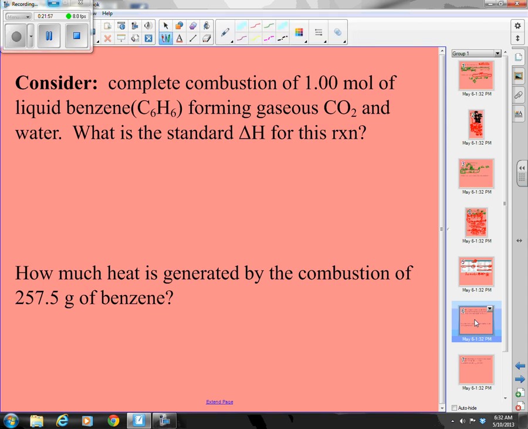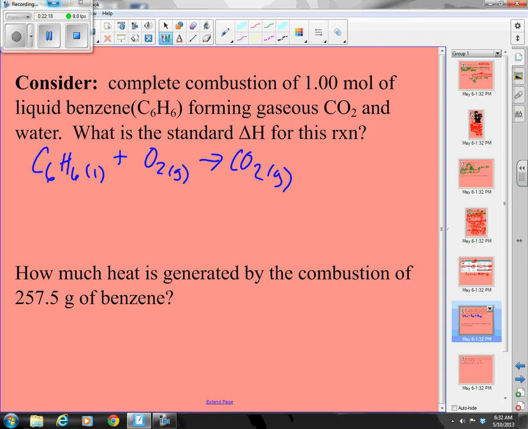Benzene. Okay, I like benzene. C6H6, it's a real cool structure, although I think it might be a little carcinogenic. That's not a good thing, but it still is kind of a cool molecule. And when you get to organic chem, you'll really learn to appreciate benzene.